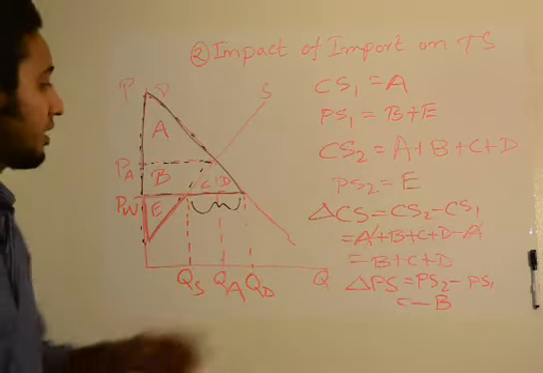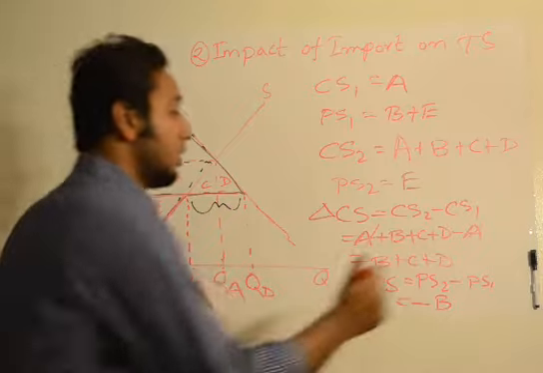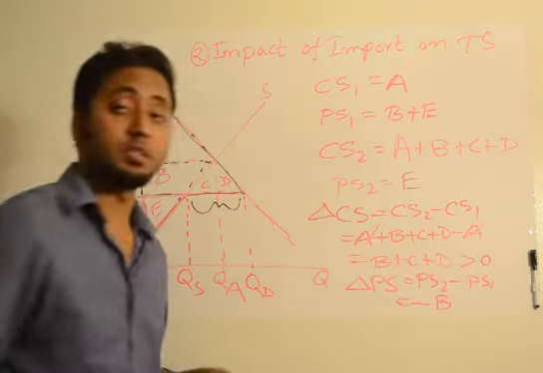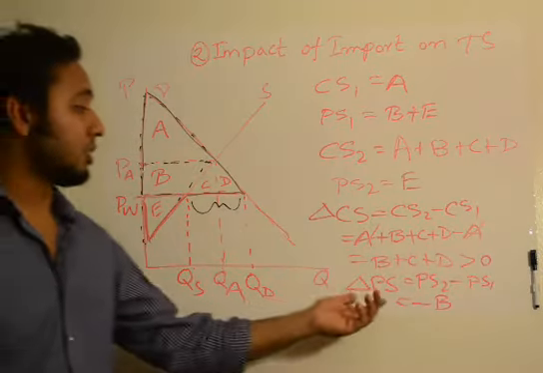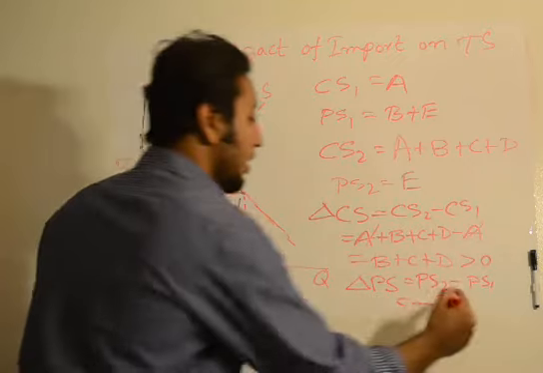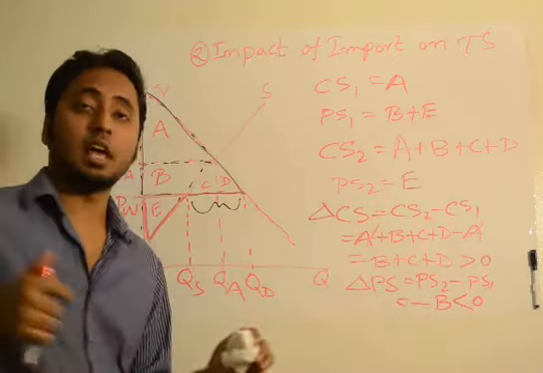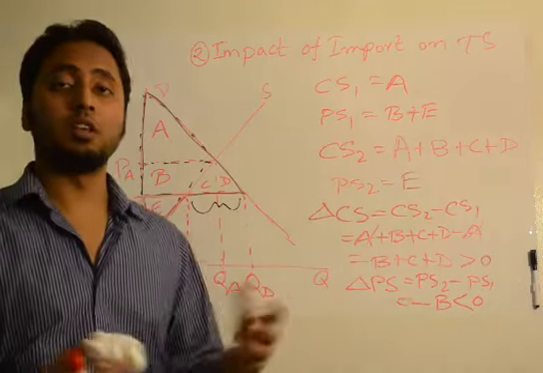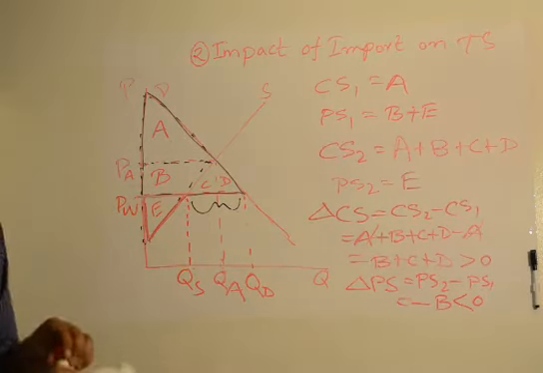What we see here is that the change in consumer surplus is a positive number. So the consumer surplus is actually increasing after import. And the change in producer surplus is a negative number. That means the producer surplus is actually decreasing when you start importing.